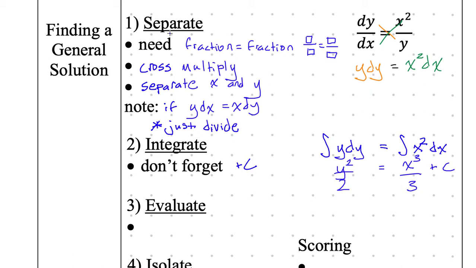If you can't do anything else, make sure you know how to do a fraction equal a fraction, cross multiply, and get the y's on one side, x's on the other. That's like 3 points sometimes. That's just passing by doing step 1.